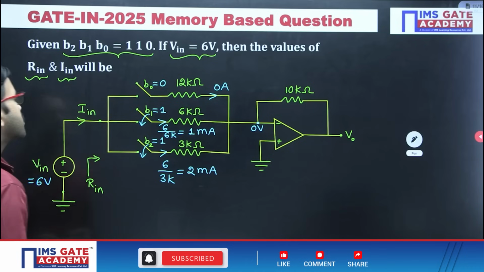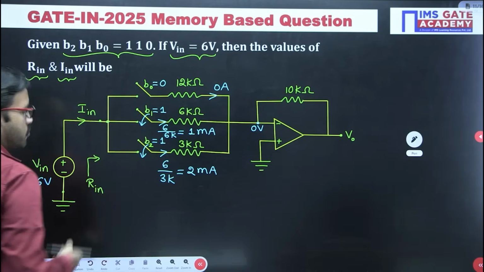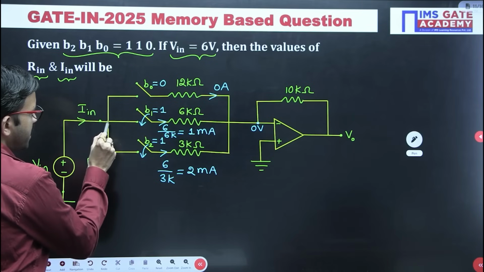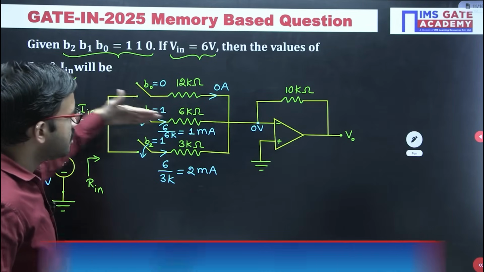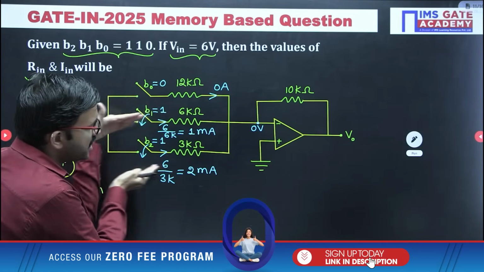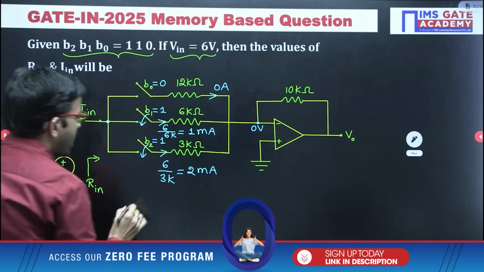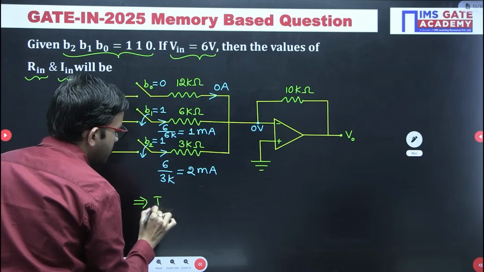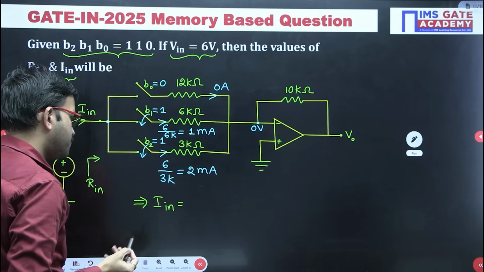That's all. So now you can apply KCL at this particular node. Here IN is entering, whereas in these 3 branches currents are leaving. Anyway, here 0 ampere. Now just observe, 1 milli, 2 milli, both are leaving. So together 3 milliampere is leaving. So that means IN is nothing but 3 milliampere. IN equal to 3 milliampere.